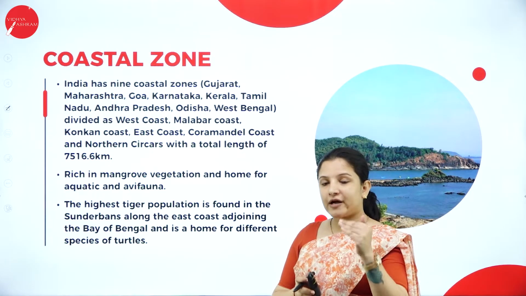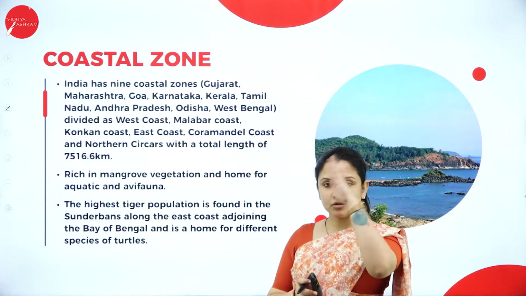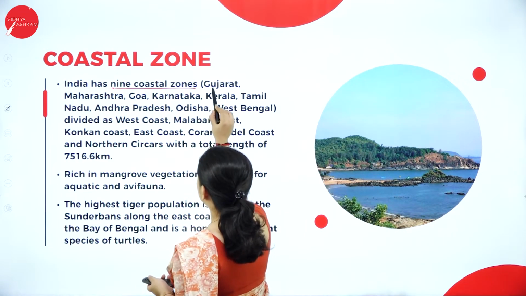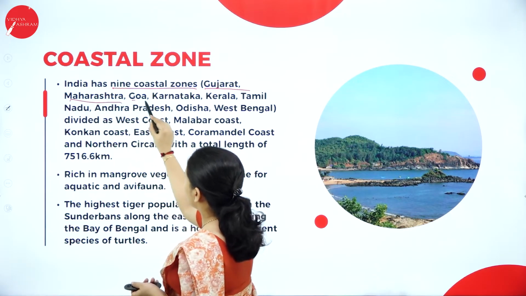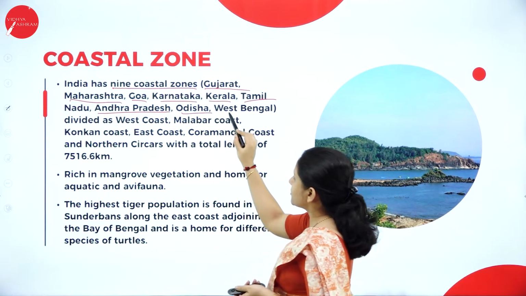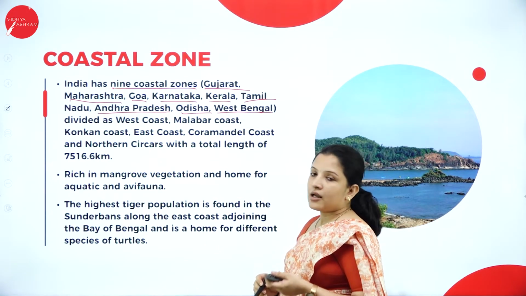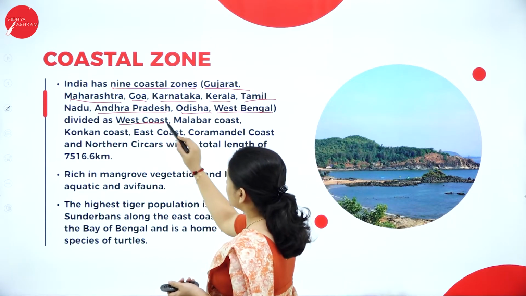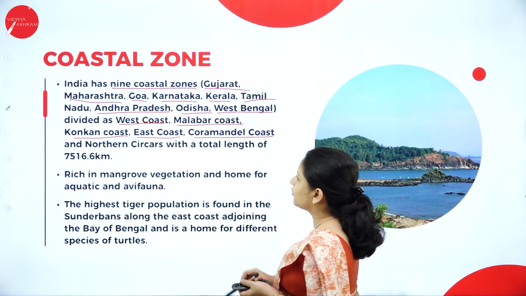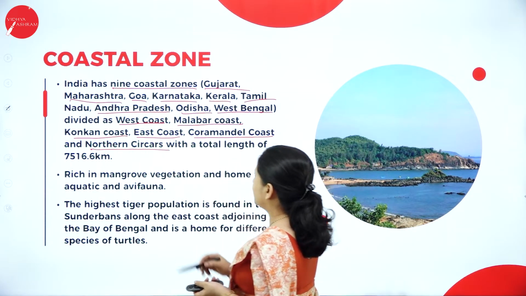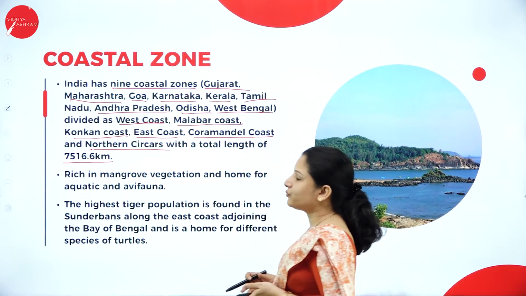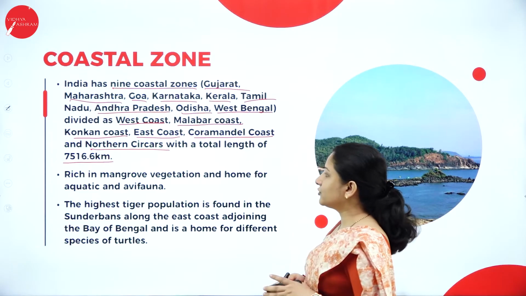So coastal zone you find only in southern parts of India. Northern parts, there is no coastal region. So India has 9 coastal states, that is Gujarat, Maharashtra, Goa, Karnataka, Kerala, Tamil Nadu, then we have Andhra Pradesh, Odisha and West Bengal. And it is divided as West Coast, Malabar Coast, Konkan Coast, East Coast, Coromandel Coast and Northern Sarkars with a total length of 7,516.6 kilometer.